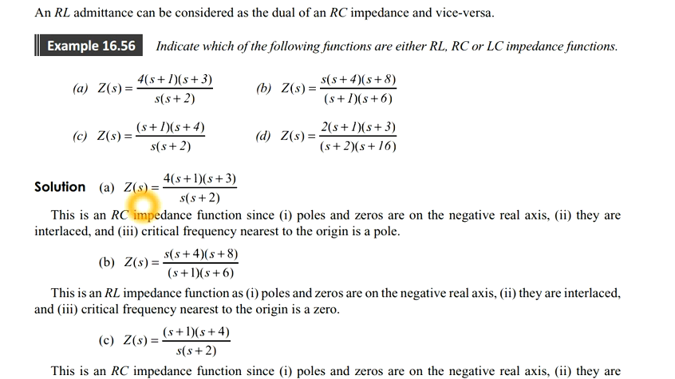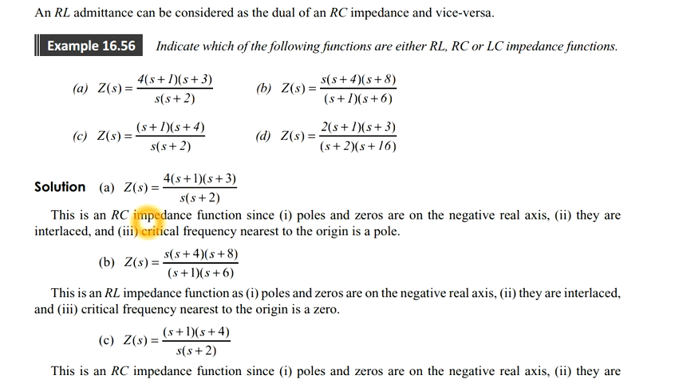So here this is an RC impedance function because the poles and zeros are on the negative real axis. Fine, they are interlaced because minus 1 is 0, minus 2 is pole, minus 3 is again 0. They are not continuous, they are alternating, so it is interlaced. And third one is saying that critical frequency nearest to the origin is a pole. What is nearest to the origin here? Sorry, it is 0. S equals to 0 is also a pole, so it is nothing but a pole. That's why it is RC.